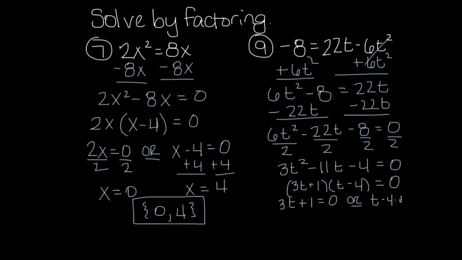I'm running out of room. On this side, if I subtract the 1 from both sides, I get that 3t equals negative 1. Divide both sides by 3, and t is negative 1/3. On this side, I can add the 4 to both sides and get t equals 4. So my solution set for this particular problem would be negative 1/3 and 4.